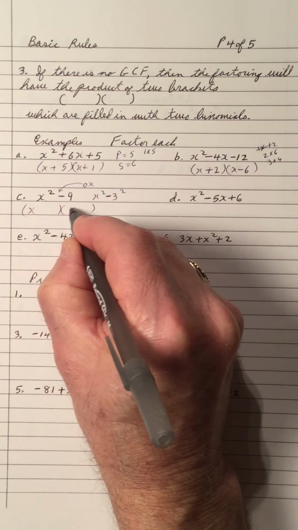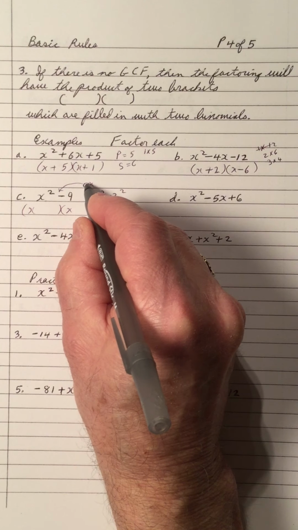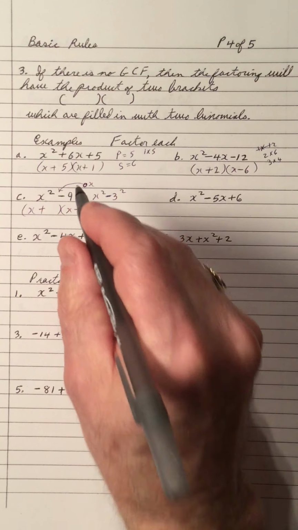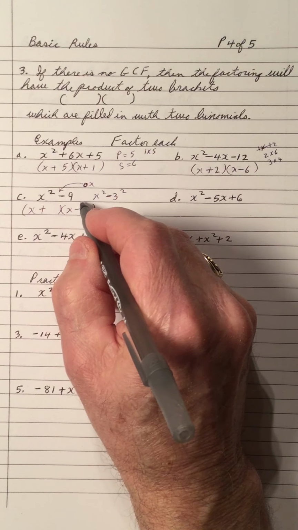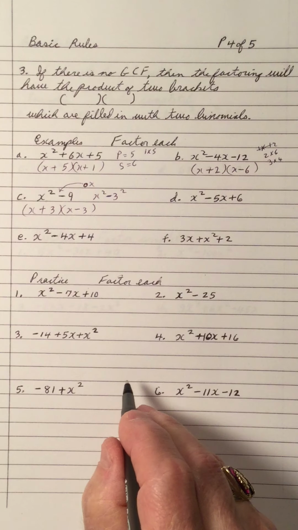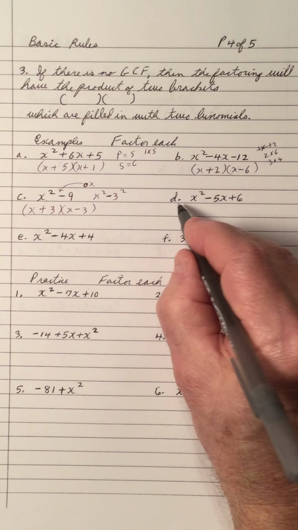X squared is x and x. The product is a negative 9, but the sum is 0. So that's a plus and a minus sign fitting in. So what are the factors of 9 that add up to give you 0? They have to be the same, 3 and a negative 3. So that's the difference of two squares, factored fast when you recognize it.